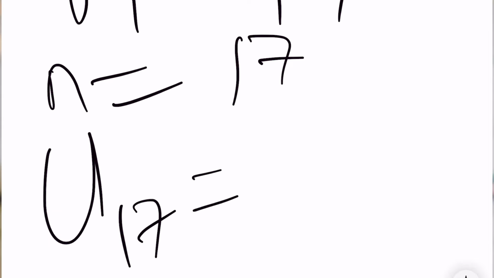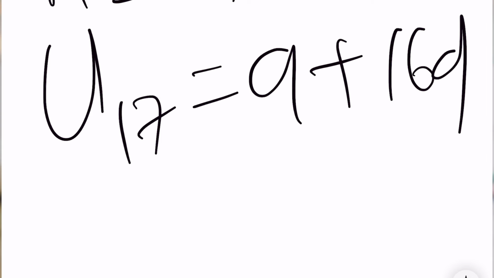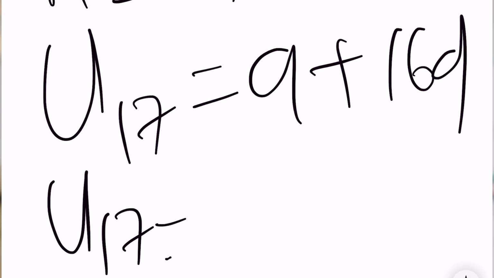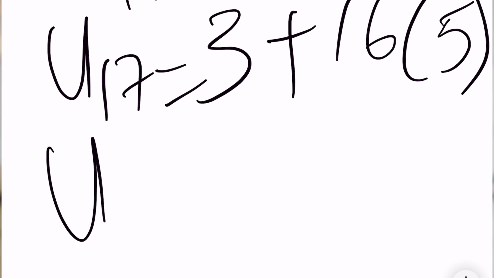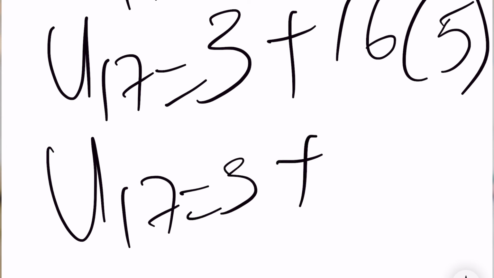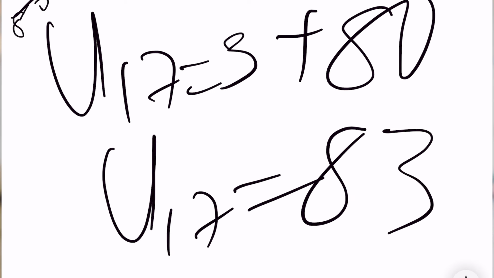Now let us check. If we have u17 to be a plus 16d, here our a is 3 and our d is 5. We have u17 to be 3 plus 16 times 5. So we have u17 to be 3 plus 80, so we have our u17 to be 83. So checking, we've seen that our nth term there is 17.